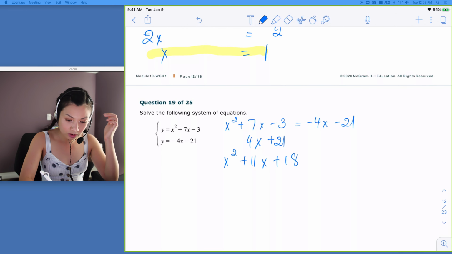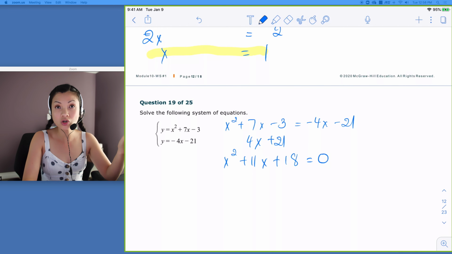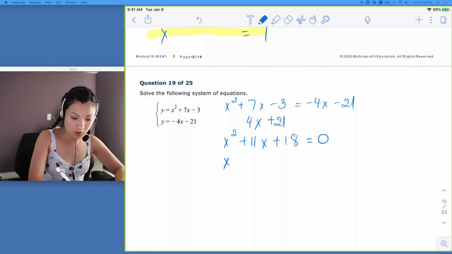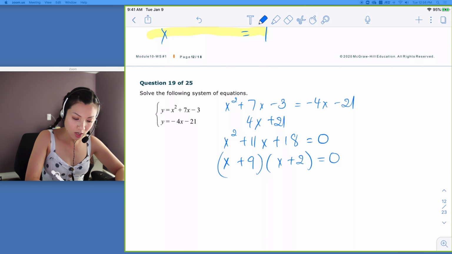Now the goal here is I'm going to try to factor first. So I'm going to pick two numbers. When you multiply, you get 18. When you add, you get 11, which is 9 and 2. So what I have is x equals negative 9 and x equals negative 2.